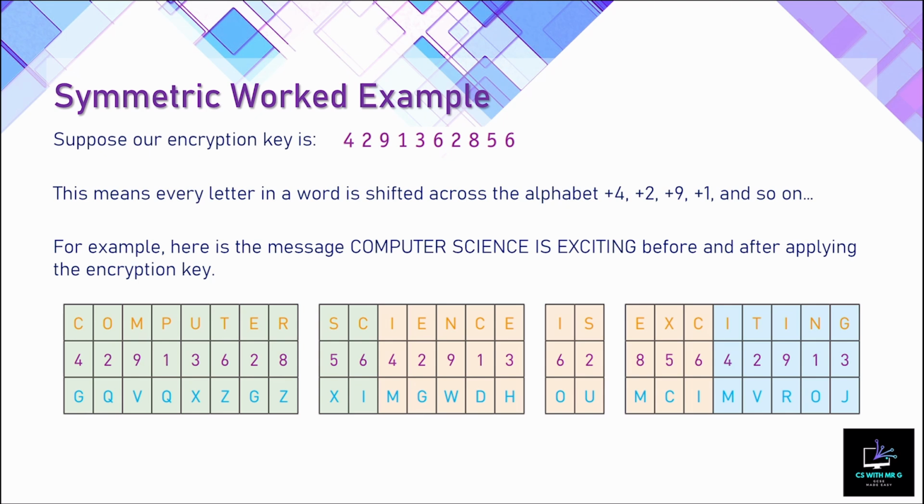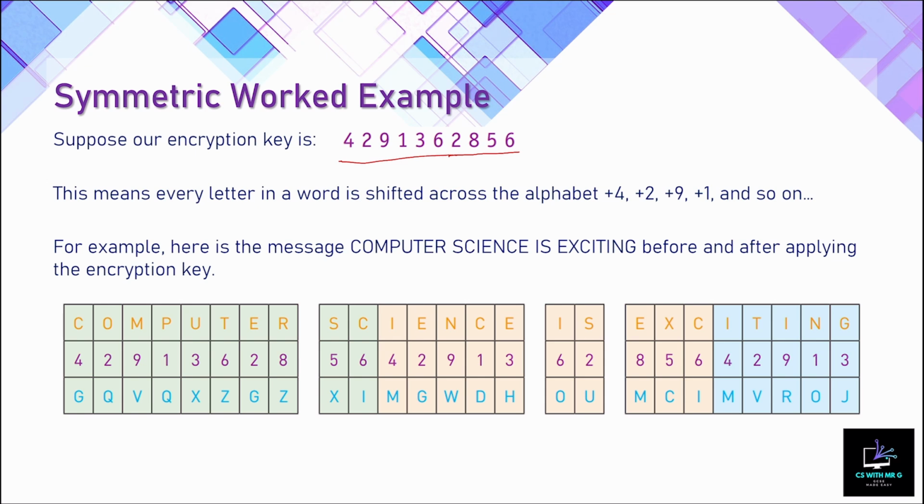So how an encryption key works, you can see in the example here. Here we have an encryption key of 42913628556. So that's going to be our encryption key. Okay, we're just working with symmetric for now, which means the same key to lock and unlock the data. What's going to happen is every letter in our message is going to be shifted across the alphabet by the amount in the numbers in our key.